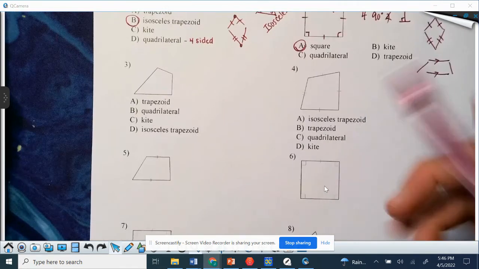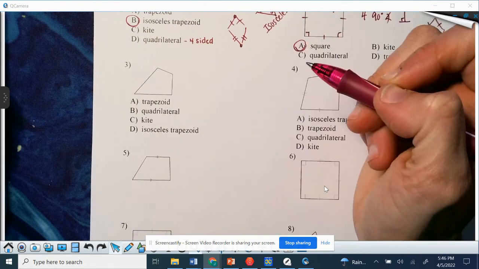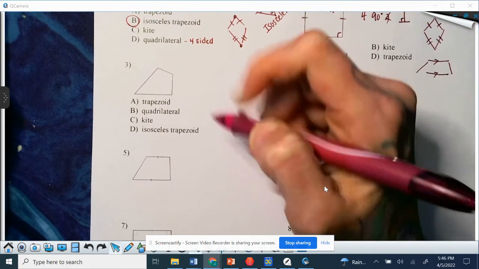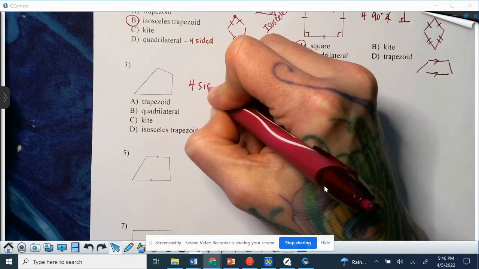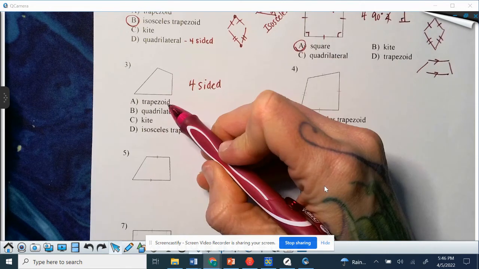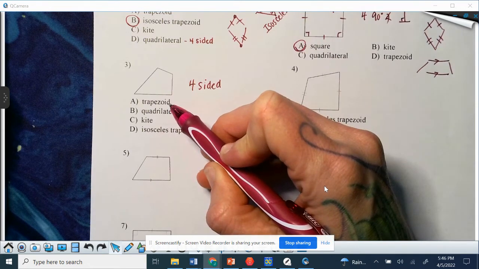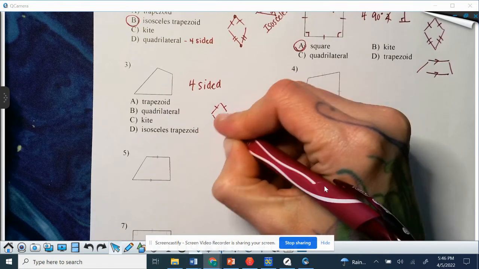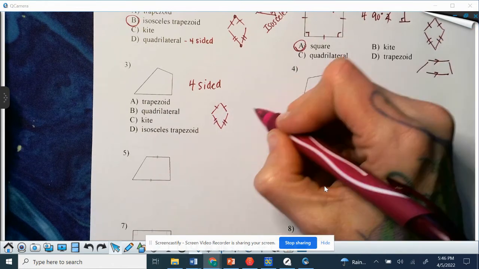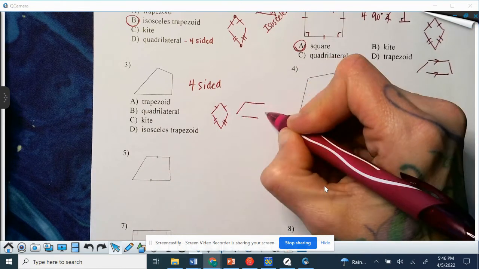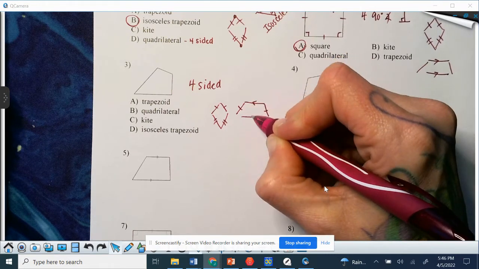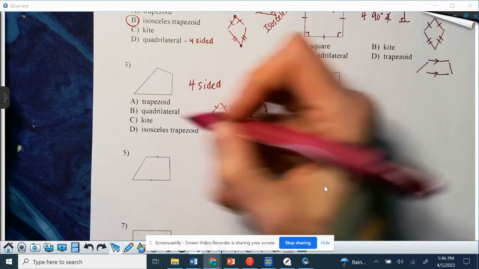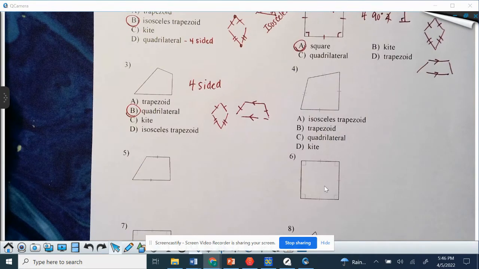Number 3, this has no markings on it. So that means at this point, all we know is that it is a four-sided figure, which is not enough because trapezoid, remember, has to have one set of parallel sides. Kite has to have adjacent sides congruent again. An isosceles trapezoid means the parallel sides, and then these two guys are going to be the same. So it's going to be a quadrilateral only because all we know is that it's a four-sided figure. You go off of exactly what the markings say, not what you think it looks like.